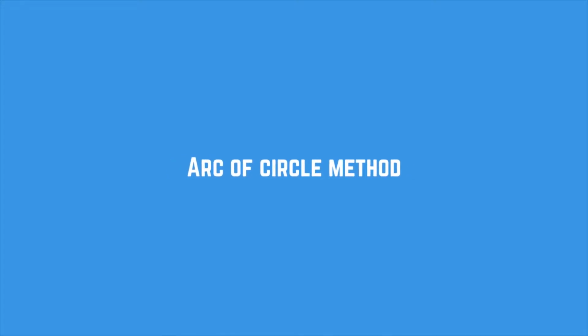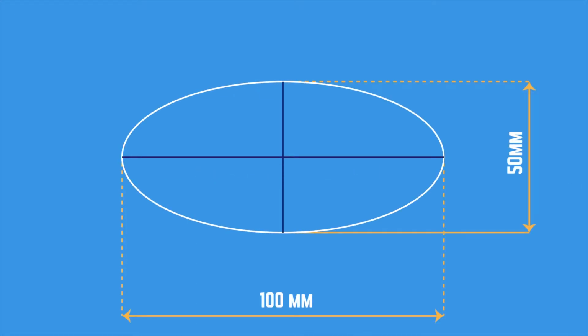In this video we are going to learn how to draw an ellipse using the arc of circle method. For example, an ellipse with a 100 mm major axis and a 50 mm minor axis needs to be drawn. So let's follow these simple steps. At first, draw the major and minor axes with 100 mm and 50 mm, and give names to them.